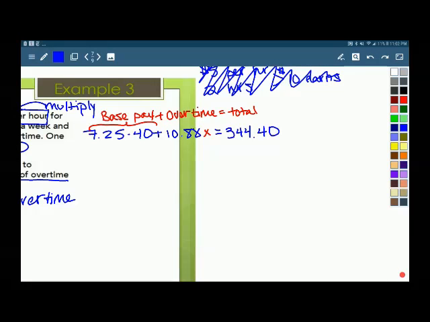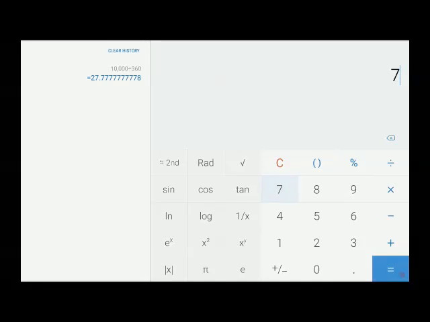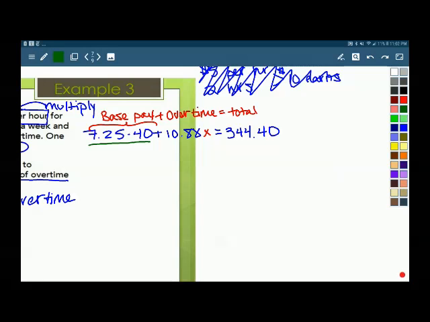There we go. So now I'm just going to simplify a little bit. I'm going to do that 7.25 times 40. All right, so before you work overtime, you're earning $290. So this here becomes 290 plus 10.88x is equal to 344.40.